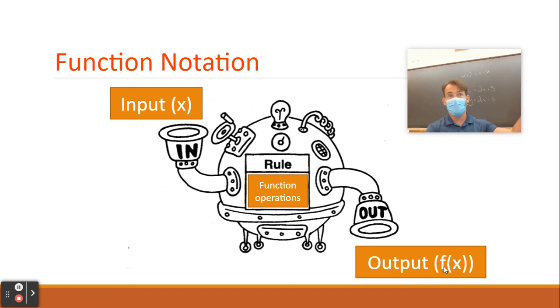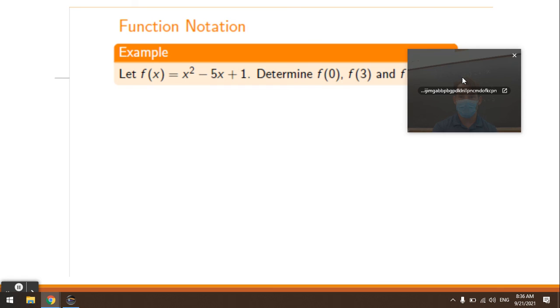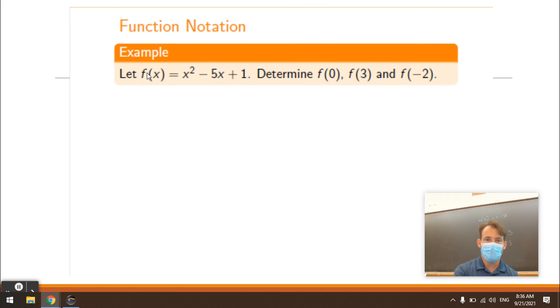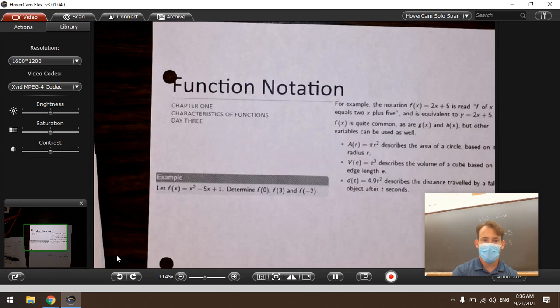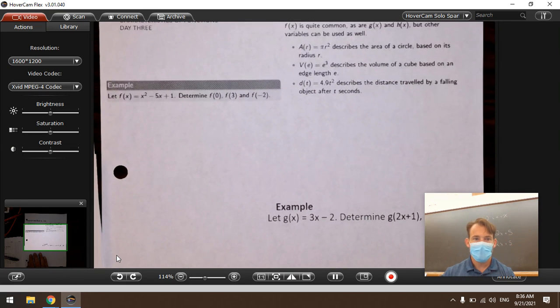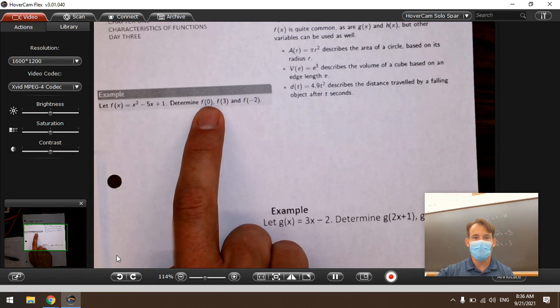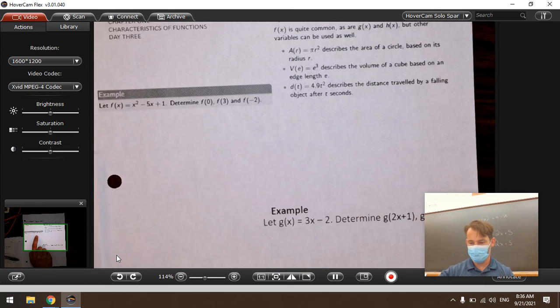It's not going to surprise me. It will only have one output per input because it's a function, because it passes vertical line test, because no x value is repeated. So let's take a look at some examples. And you have this example on your sheet, so I'm going to switch over to Document Cam, and we can do this one together. So let's let f of x equal this quadratic, x squared minus 5x plus 1. Let's determine f at 0, f at 3, and f at minus 2.